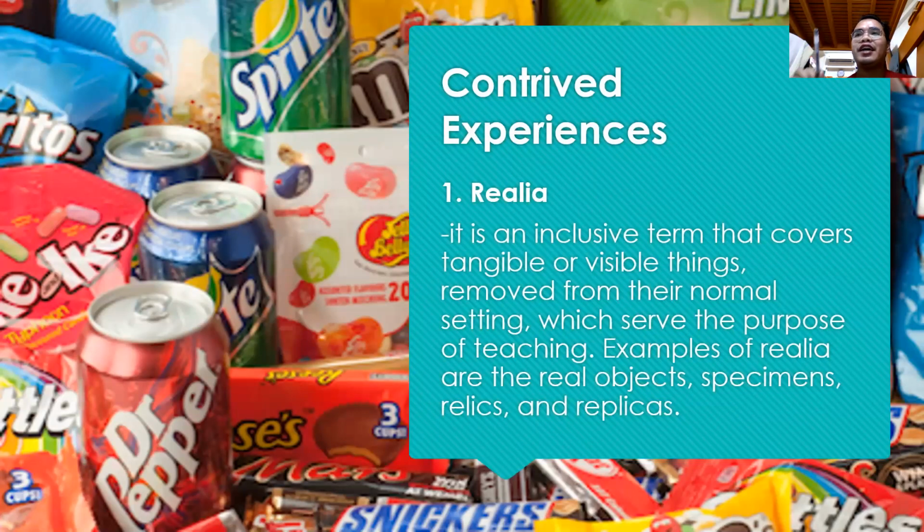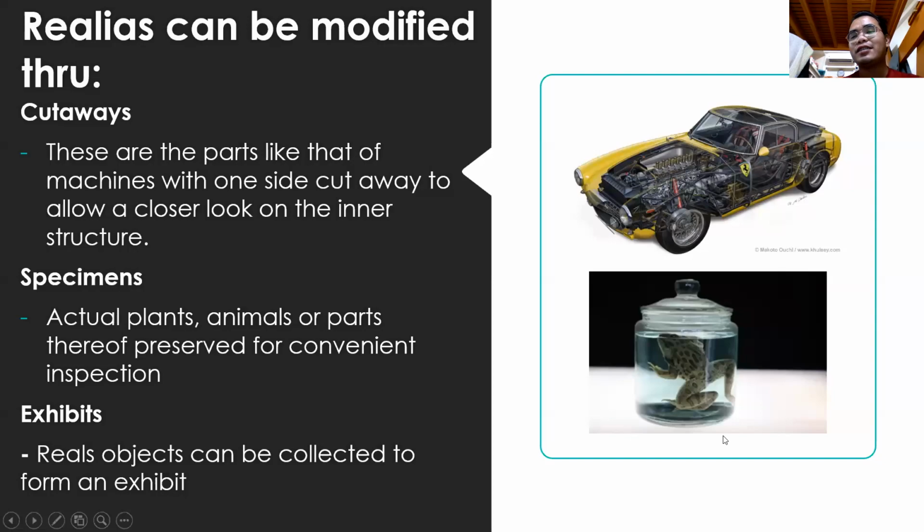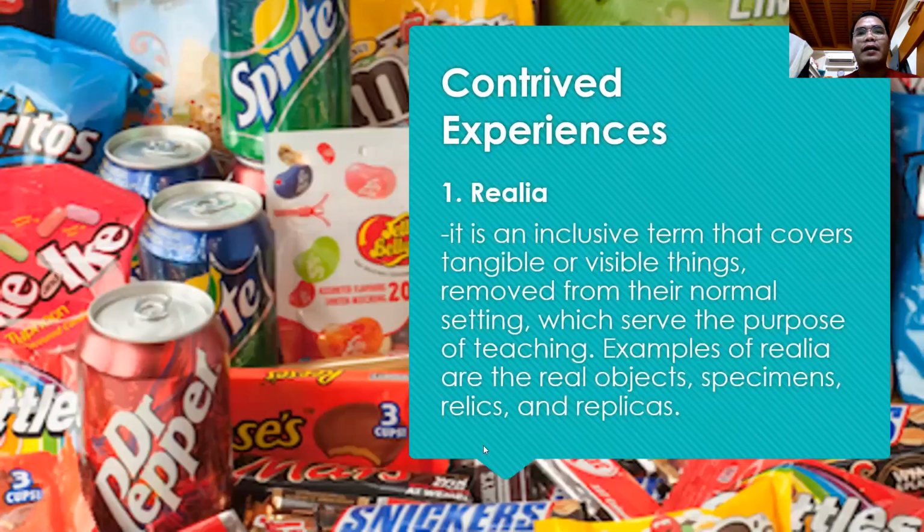Realia. Tinawag siyang realia kasi nga real, okay? Tinawag siyang realia because it is something real. But not in the sense na real talaga. Pwedeng yung actual object, pwedeng yung real object talaga, pero pwede rin yung specimen, pwede ring replica lamang. So hindi kinakailangan yung actual object. Ang realia ay hindi laging totoo. Pwede siyang specimen, pwede rin siyang replica.